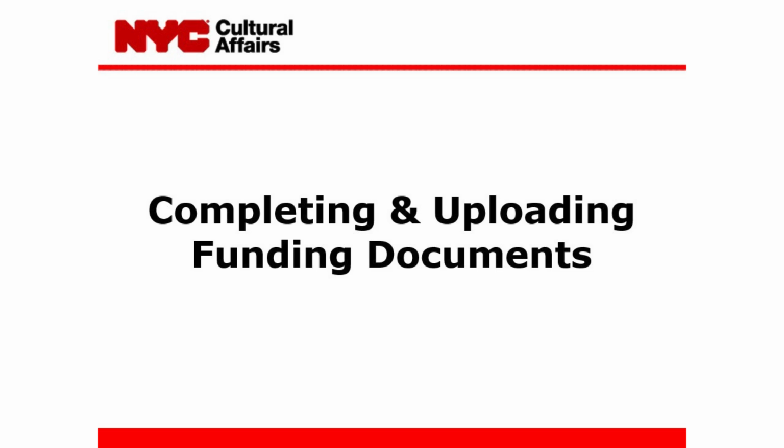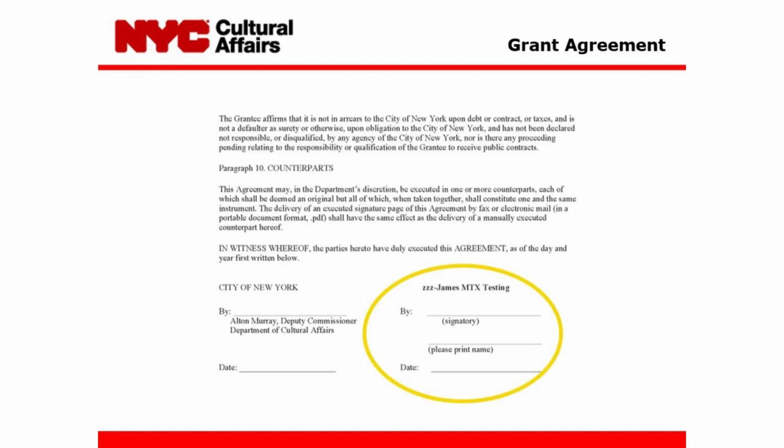Now that we've downloaded our award letter and submitted our synopsis to generate and download the grant agreement, we can focus on completing and uploading the funding documents. Okay, you have already downloaded your grant agreement. To prepare it for upload, make sure you provide the entire document, including the appendix, and be sure to sign and date page 3 of the agreement.